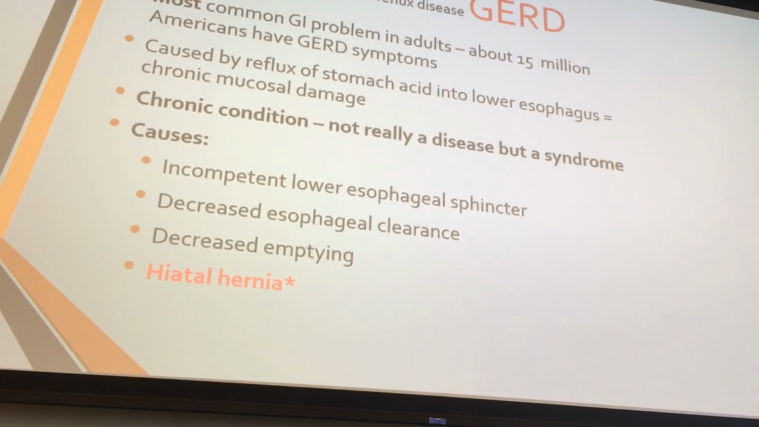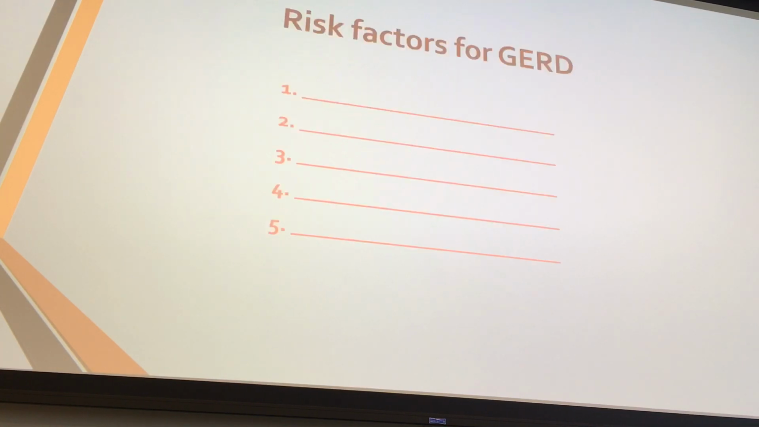So that can allow acid to come up and have that regurgitation. You can have decreased emptying, so your stomach is not emptying as fast as it should, so the acid can just go up there. And then the hiatal hernia, which is really what we're gonna focus on. That's one of the biggies. If you have a hiatal hernia, most likely you can have GERD. So what are the risk factors for GERD?